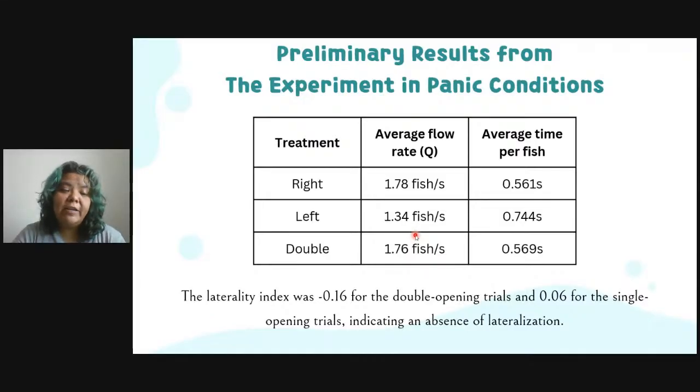However, the laterality index was minus 0.16 for the double opening trials and 0.06 for the single opening trials. In order for it to be a lateralization, it should be close to 1, either 1 or minus 1. But this is nowhere close to 1 or minus 1. So this indicates that there is no lateralization.